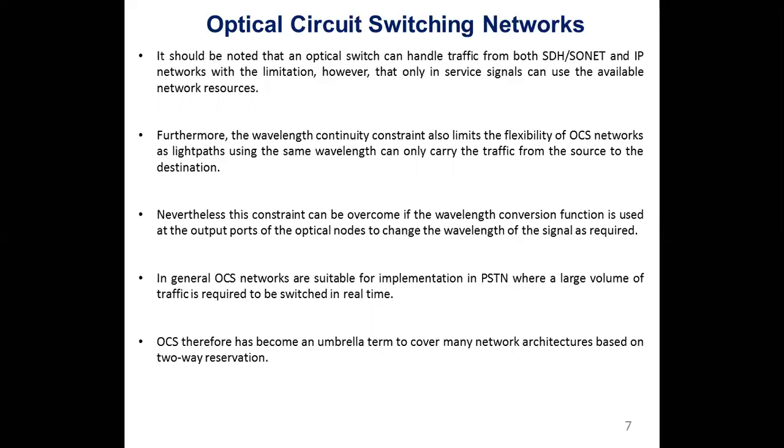But if you use wavelength conversion, as we have discussed previously, you can overcome or reduce this wavelength continuity constraint, and this can be put at any ports of the optical nodes to change the incoming wavelength to any available outgoing wavelength. These kinds of networks, the circuit switching networks, are basically suitable for any PSTN implementation, wherein you have a large volume of traffic, and this needs to be switched in real time.